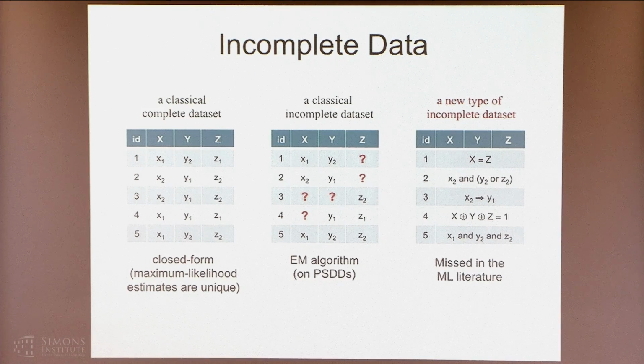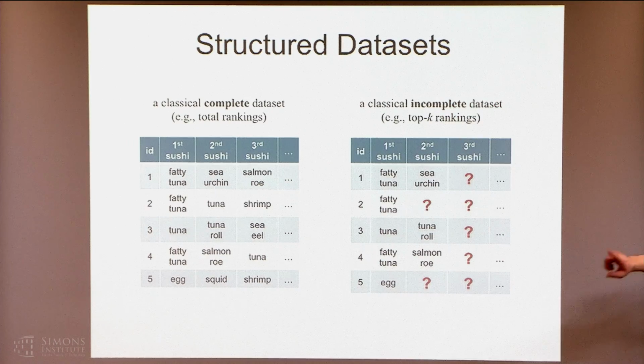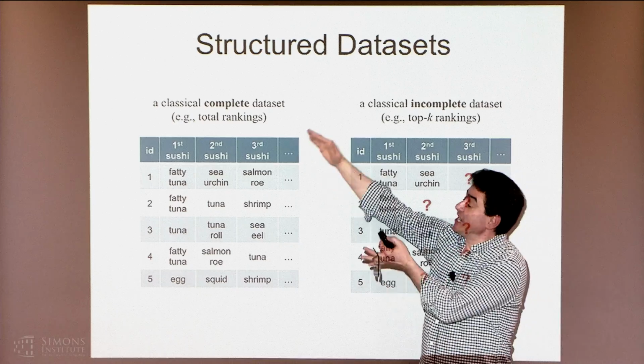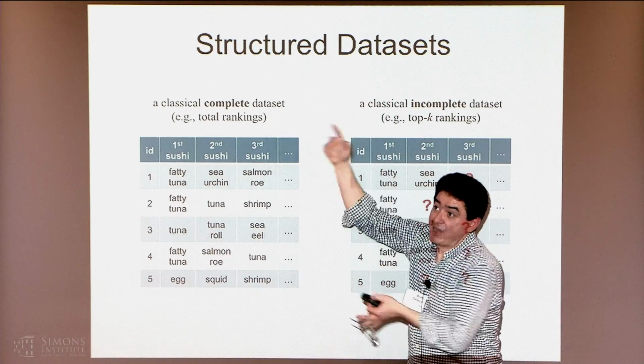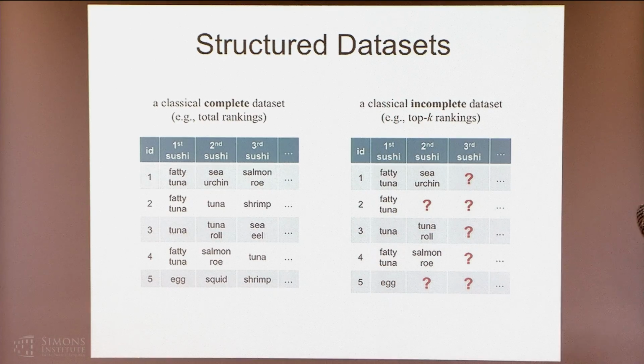Okay, you're going to tell me, why did you use this? Okay, permutations. If I say complete data, I'm asking every user to give me the position of every item. So number 1 is this type of sushi, number 2 is this type of sushi.